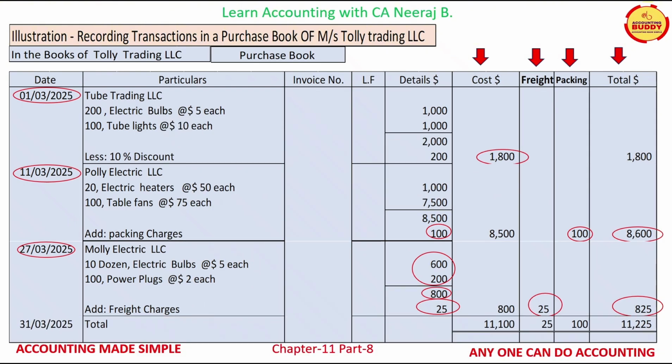In our illustration, the total cost of the goods purchased is $11,100 and the total freight and the packing charges are $25 and $100 respectively. The total value payable to various suppliers comes to $11,225.